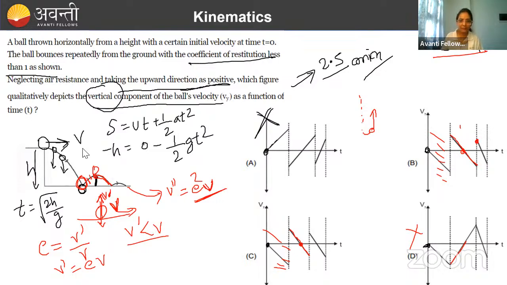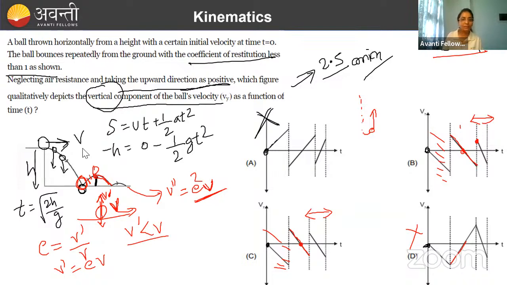So it will rise to less height, and then it will again have positive velocity, and come down. So either B will be true or C will be true. What is the significant difference between B and C in this time interval? You just see what is happening. After each collision, its velocity is decreasing. It means it will rise up to less height. So if it is rising to less height, it will also take less time to rise up and come down. So the time separation will also keep on decreasing, with e square kind of thing.